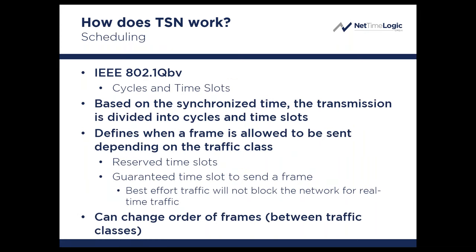Then this standard, IEEE 802.1Qbv, is the scheduling standard. And that's basically the one that actually defines a real-time Ethernet, because it divides time into cycles and time slots. What it does is it tells us when each traffic class, which you have defined with 802.1Q, with the VLAN tags, is allowed to send and when it is allowed to forward traffic. So you can really have slots where only high priority traffic can go through, and slots where best effort traffic can go through, so they're separated completely in time.